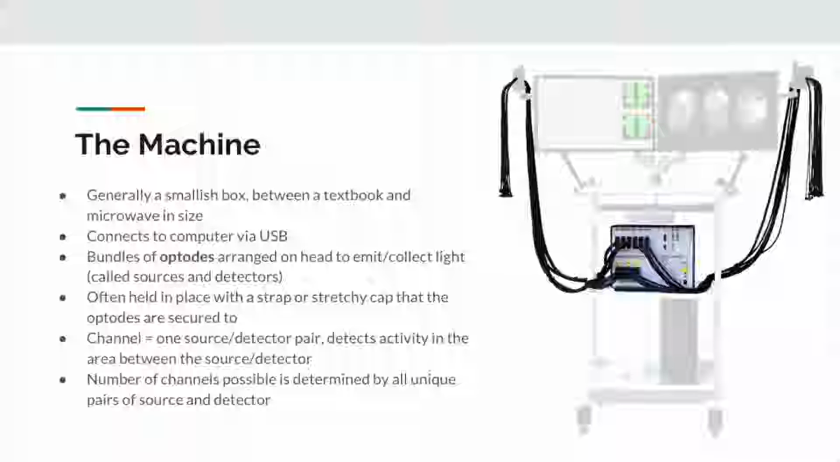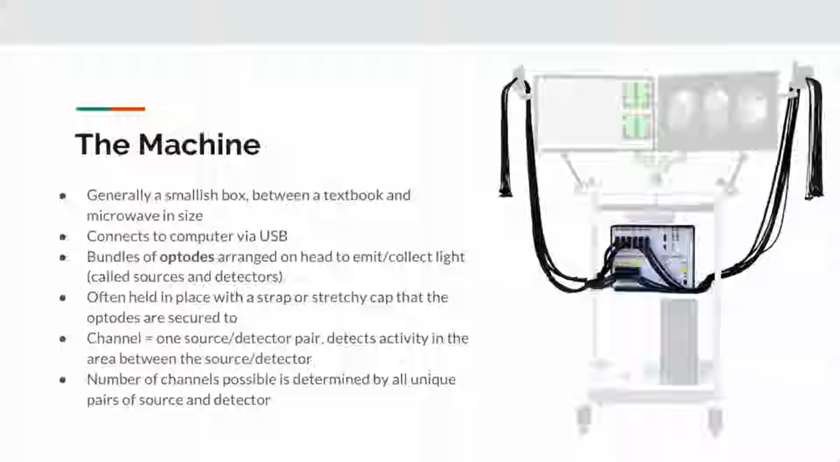The machine itself, we're using a specific machine from a specific distributor, so that's what this one looks like. Some other machines will look a bit different, but they're generally a smallish box between a textbook and a microwave in size. By the way, I'm going to have lots of text on these slides so that you can refer to them later, so don't worry about feeling the need to read through this and listen to me, because I'm mostly just reading through this. Our machine at least connects to a computer via USB. It includes bundles of what are called optodes.